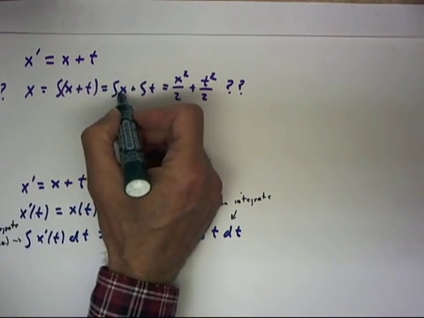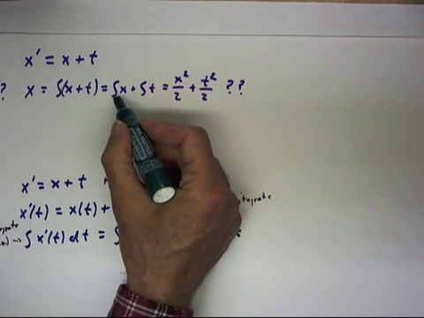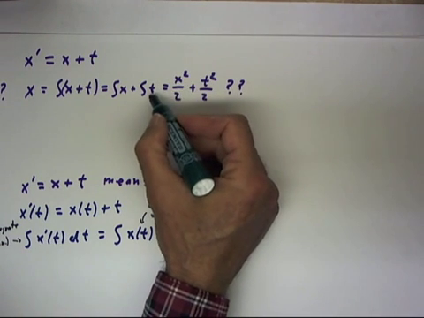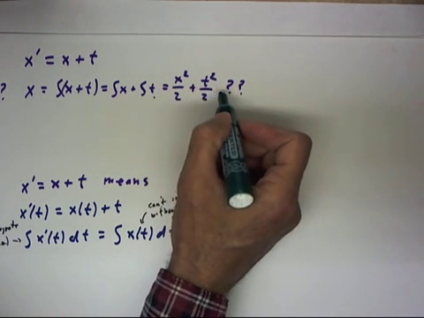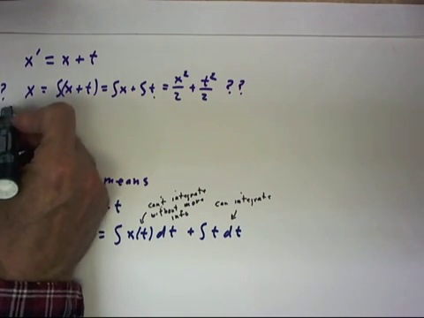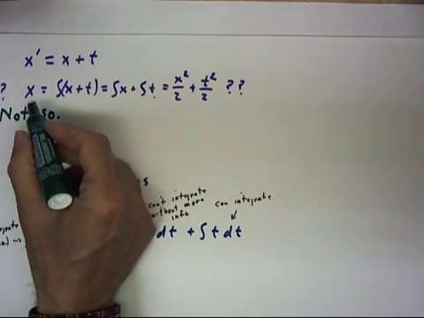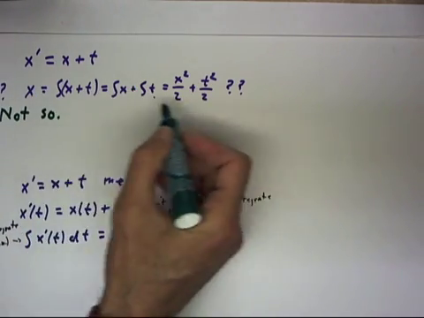And of course, that's equal to the integral of x plus the integral of t. And then we can say, well, the integral of x is x squared over 2. The integral of t is t squared over 2. Now, I've got big question marks around this because it's not so. Do you see the error in this assumption?